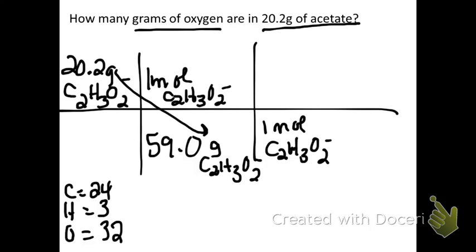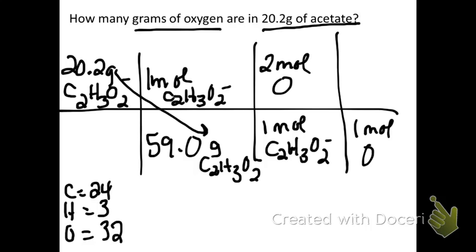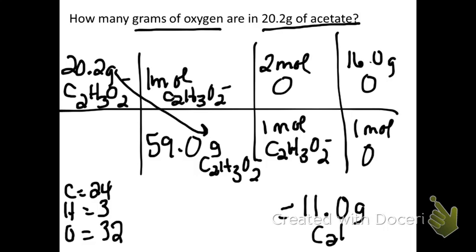And when you look at acetate, there are 2 moles of oxygen. Lastly, you want to go to grams. So to get from the mole back to grams, you use molar mass. Molar mass of oxygen is 16.0 grams. Total it out on your calculator, you get 11.0 grams of acetate.